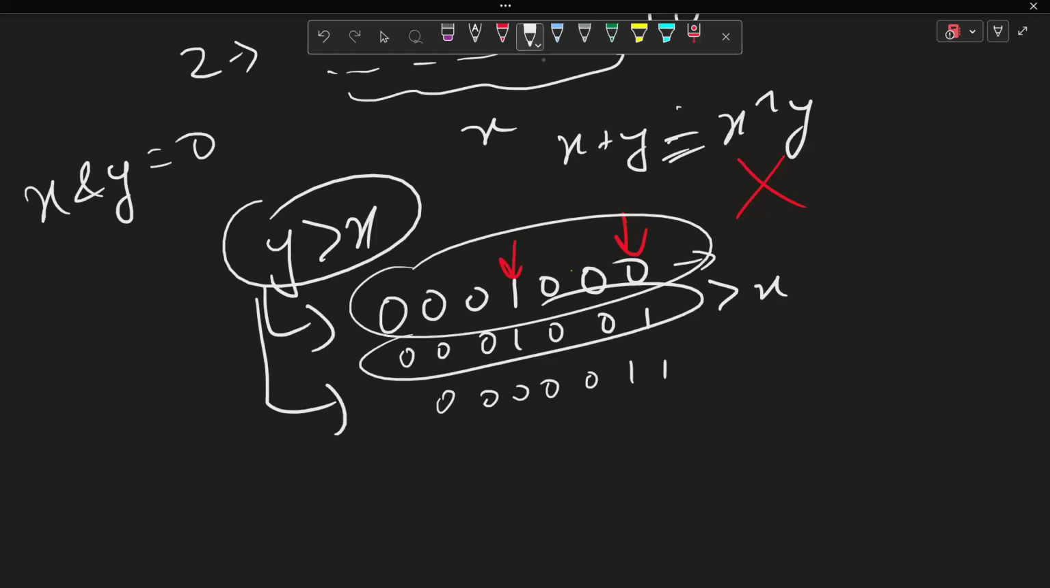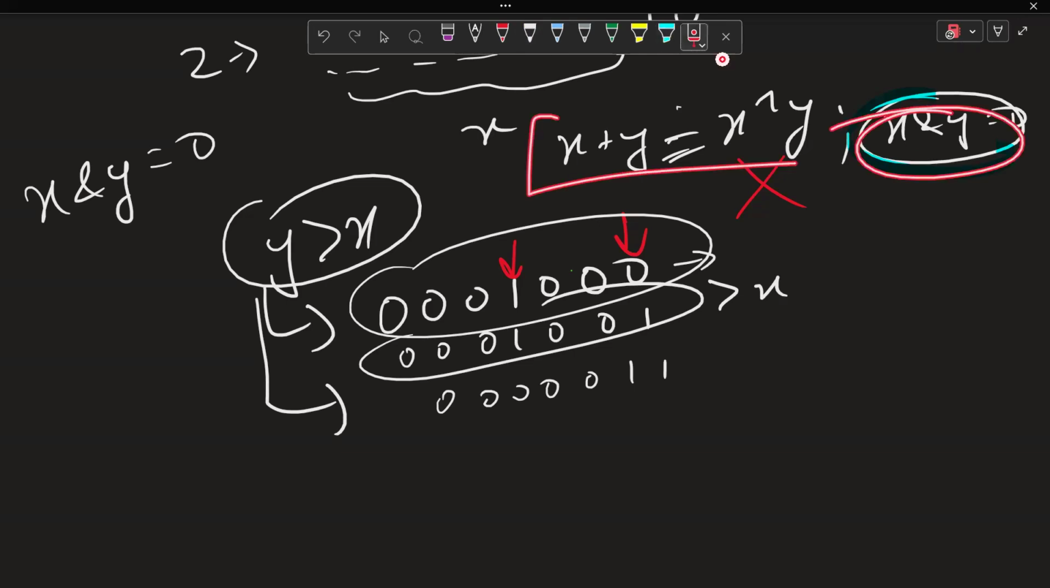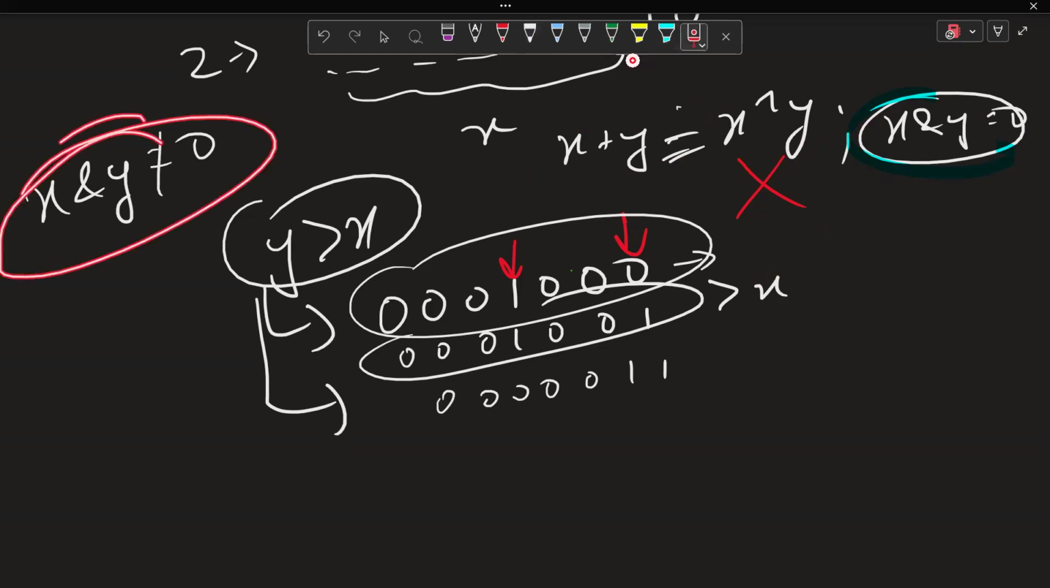The difference between sum and XOR would only occur when there are some common bits between x and y. So they would be equal if x and y is equal to 0. If there is no common bits between x and y, then always the sum and XOR would be equal, so your condition would not be satisfied. So it's the minimum condition that this x and y should not be 0 for us to get an answer.